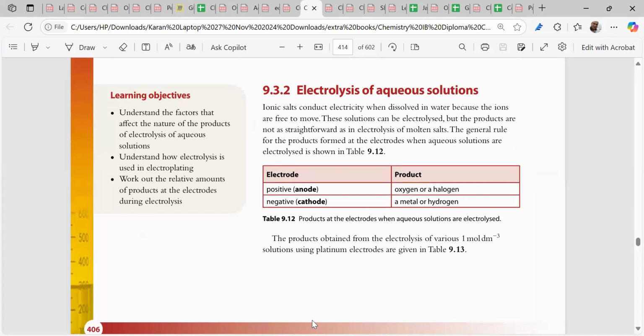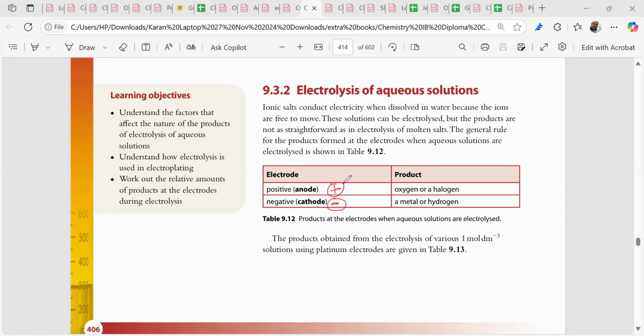Whenever we are taking any aqueous ionic compound, what's the sign of the anode in this electrolytic cell? Positive. The sign of the cathode in the electrolytic cell? Negative. Is this clear to you? So it's a very important portion we have to learn. Cathode will be negative.